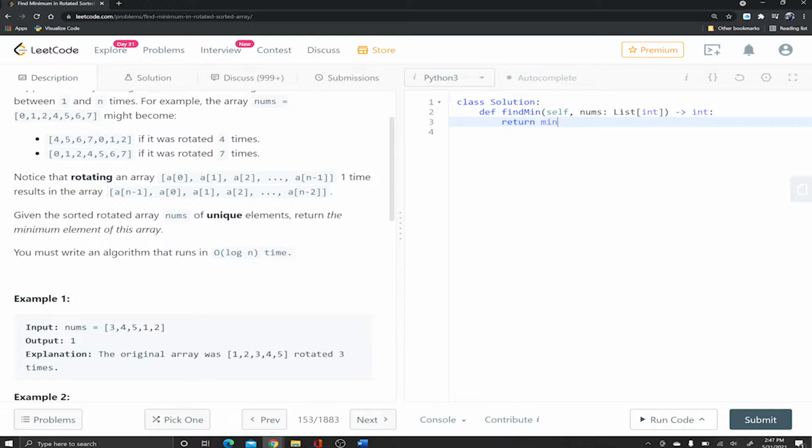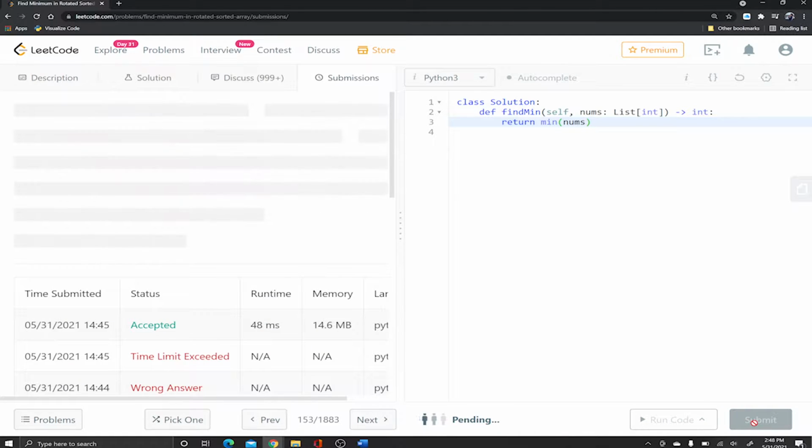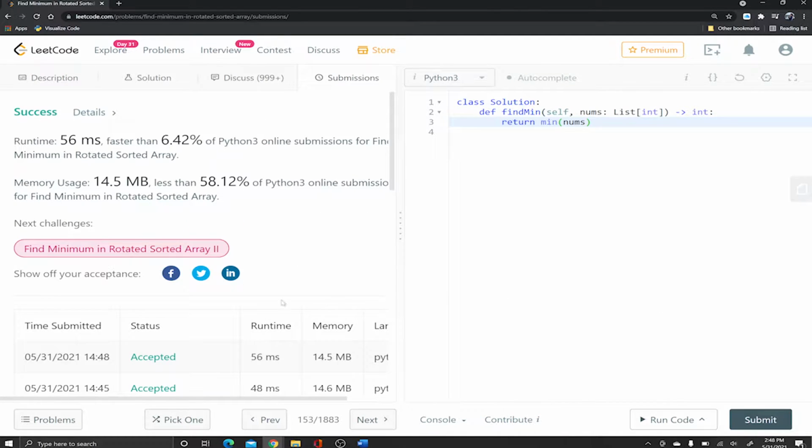the min of nums. Okay, this is probably not how the problem wants us to solve it, but it works. Okay, I think it works at least. Okay, bam, we're faster than 6%. It works. But this doesn't show we truly understand what's going on. Although this is a log n algorithm, it doesn't show.